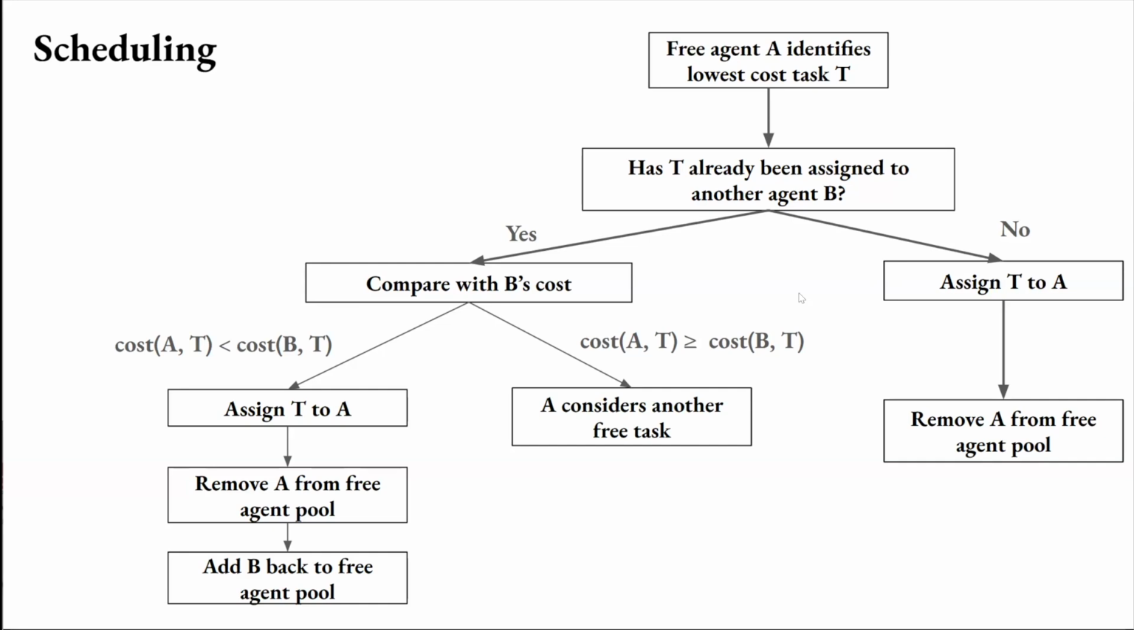If agent A's cost is greater, then A needs to consider another free task. But if it's not, then we assign the task to A, and we put B back into the free agent pool and assign again. So at the end, it still ensures that every agent gets a unique task assignment. This is how the scheduling part looks.